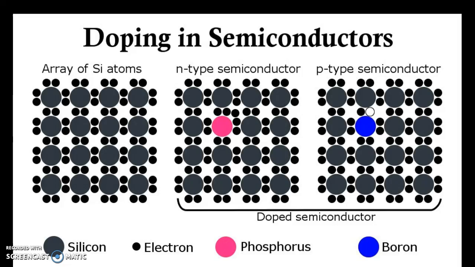The contaminated silicon resulting from the sprinkling of phosphorus is called an N-type semiconductor, and the resulting silicon from the latter process is called a P-type semiconductor. The amount of contamination, or doping, provides the means of controlling current.